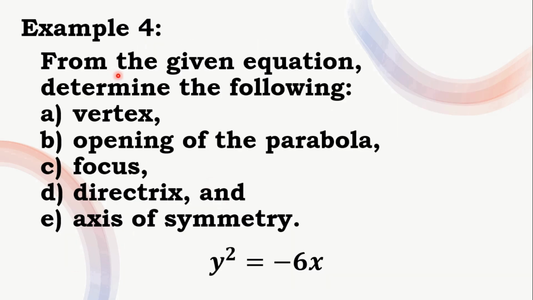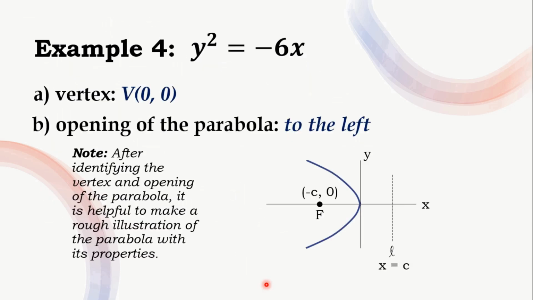Example number 4. From the given equation, determine the following: vertex, opening of the parabola, focus, directrix, and axis of symmetry. The given equation is y squared equals negative 6x. The equation is patterned to a parabola with vertex at (0, 0). Since we have a negative linear term on the right side of the equation and y squared on the left side, the parabola opens to the left.